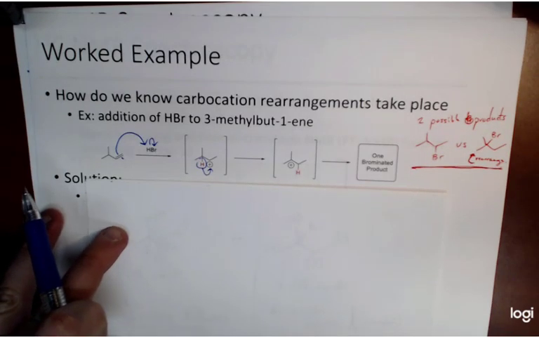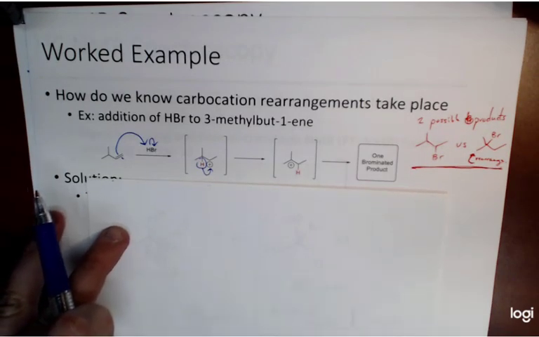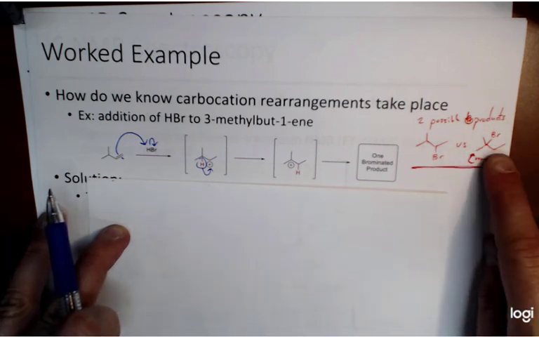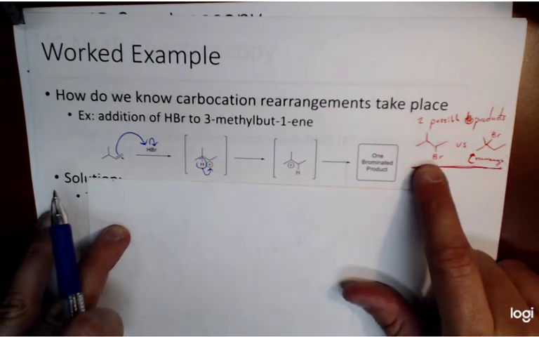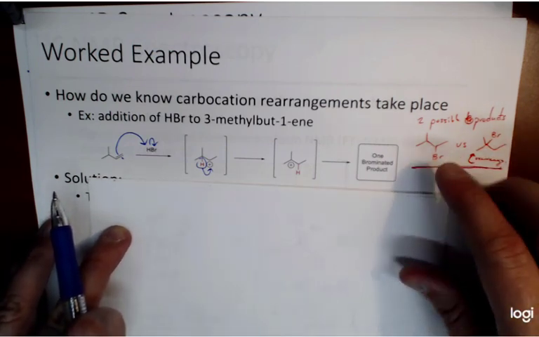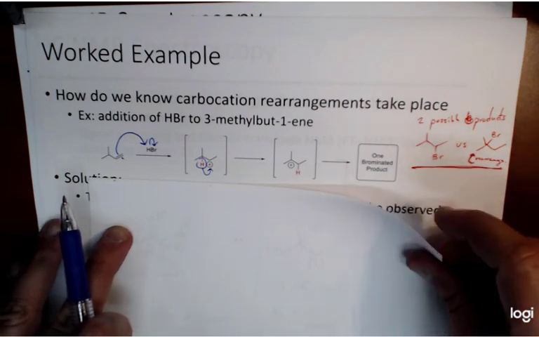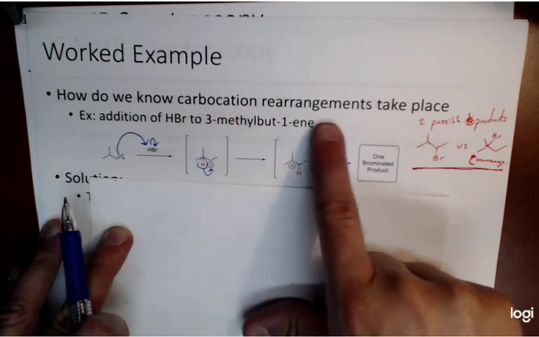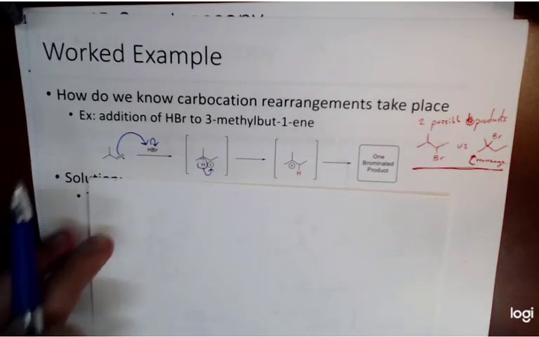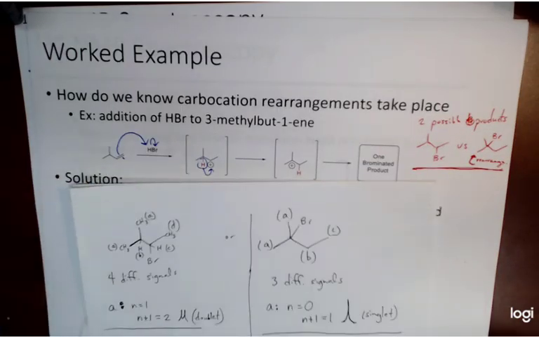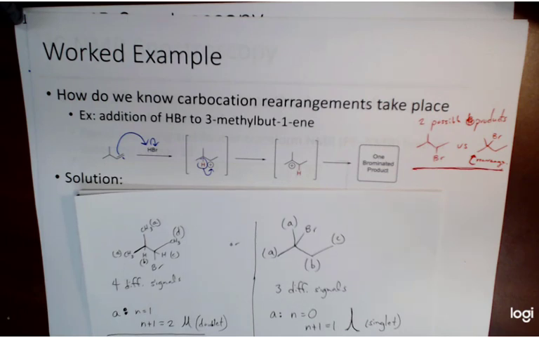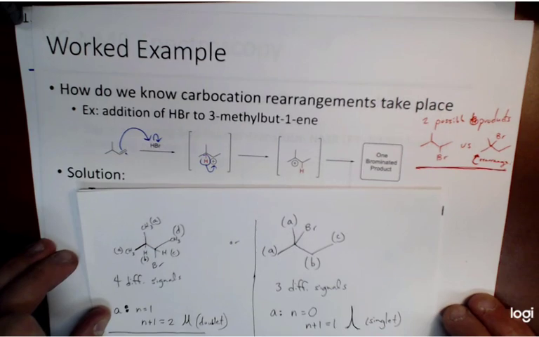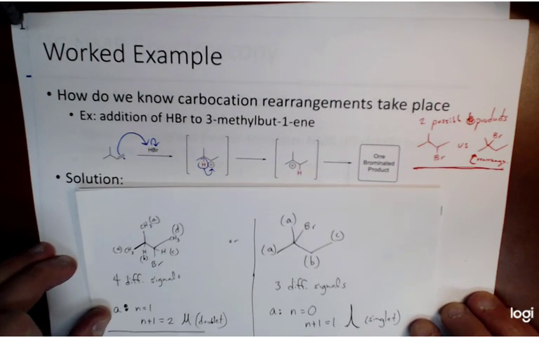Well, just to let you know that we're not making it up, we're going to see the rearranged product over the non-rearranged product. We would see a couple of things. We know those would be our two possibilities because I asked in the question, how do we know that the carbocation rearrangement takes place? Well, when we look at those two structures, we're going to see a lot of differences in our NMR spectra.